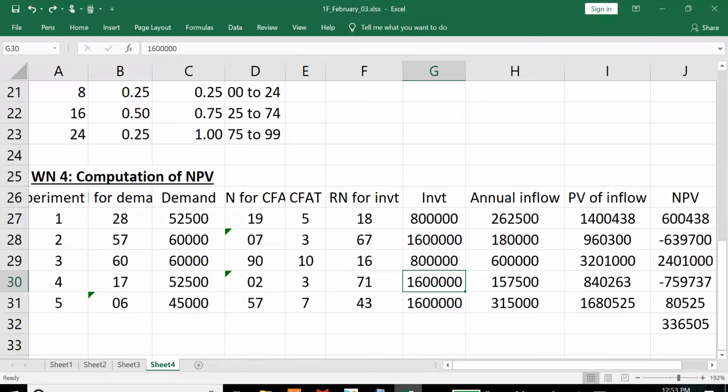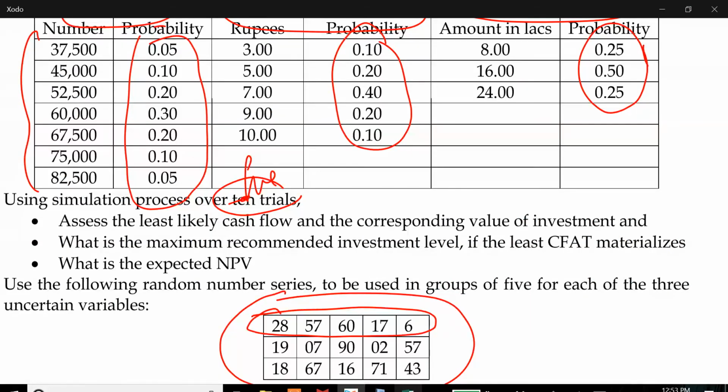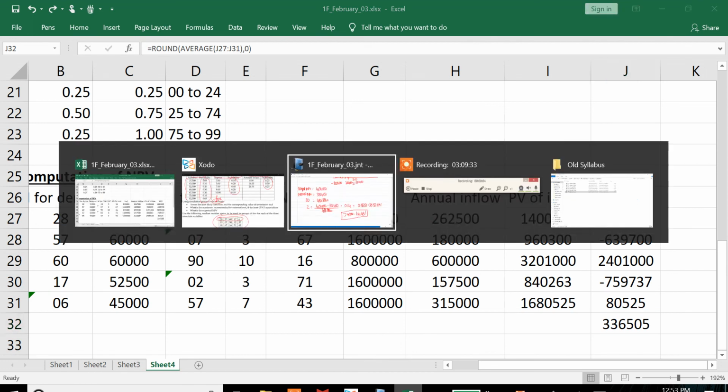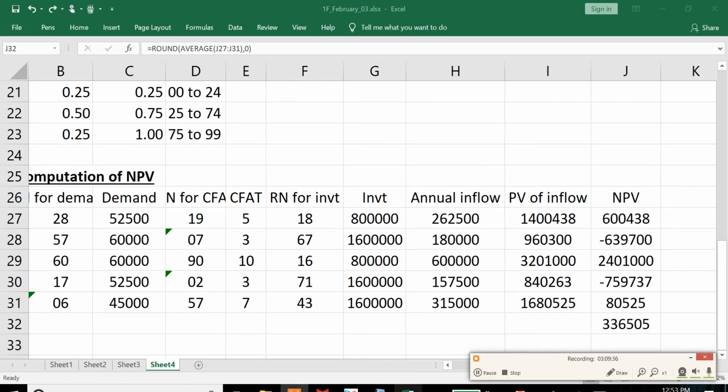Clear? And the last one is expected NPV, which is the 336,505 average. Expected NPV is 336,505. Clear? With that, we will end this session.